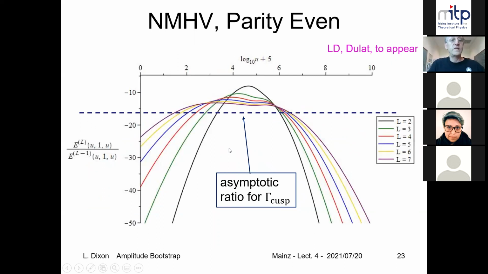Since we also have the NMHV amplitudes, we can look at ratios of them and we find a very similar picture going on. If u is very small or u is very large, we can get divergent behavior, which is logarithmic and varies from loop order to loop order. And so you get big differences. But when you're in the bulk where u is of order 1, so that would be where log 10 of u plus 5 is around 5, just to shift things out here, you get this kind of flattening of the curve to that value.